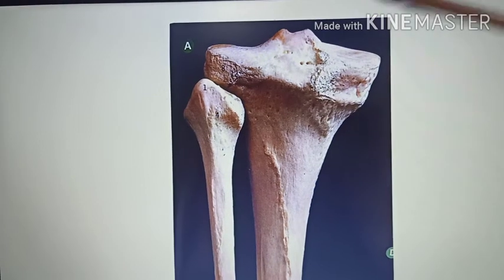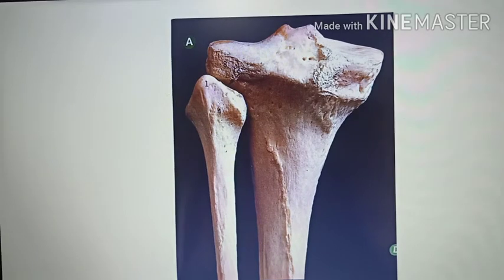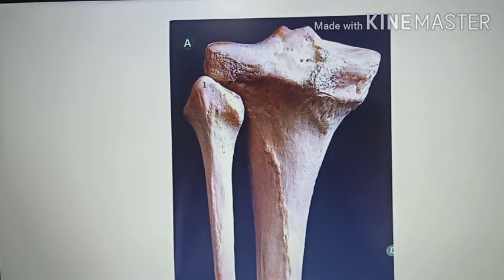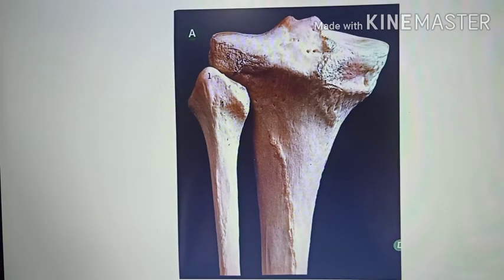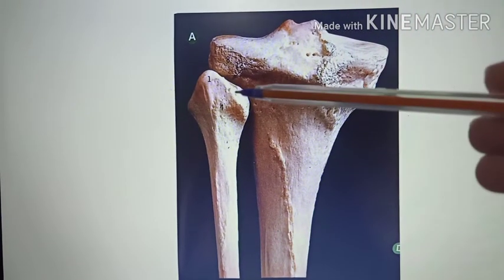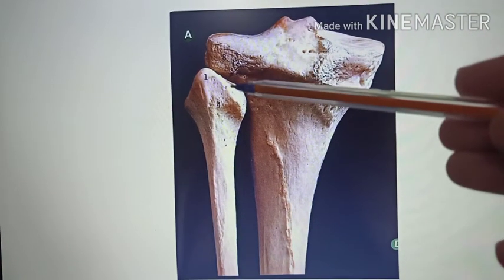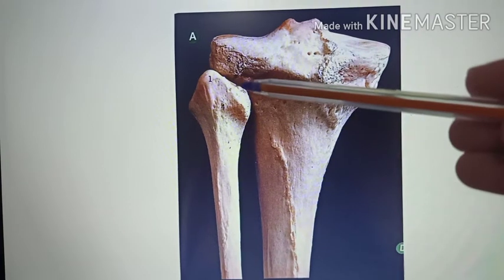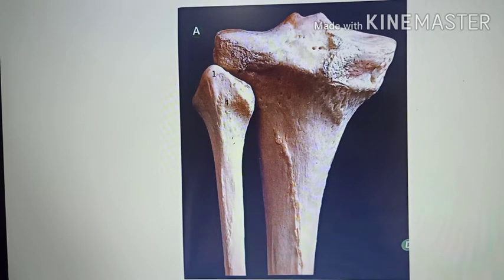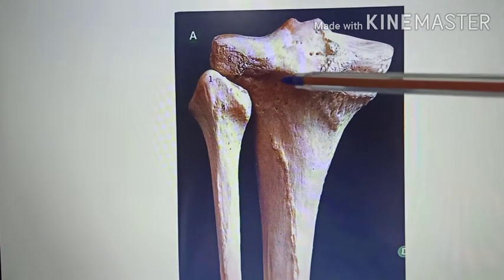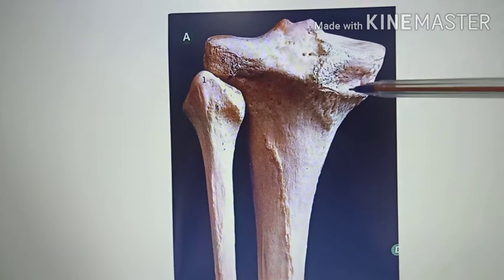It is the small synovial joint of the plain variety. It is formed by the articulation of small rounded flat facet present on the head of the fibula. So this is the head of the fibula. Here where it is articulating, there will be a small round facet. So it is articulating with the posterolateral condyle of the tibia. So these are the condyles of the tibia.